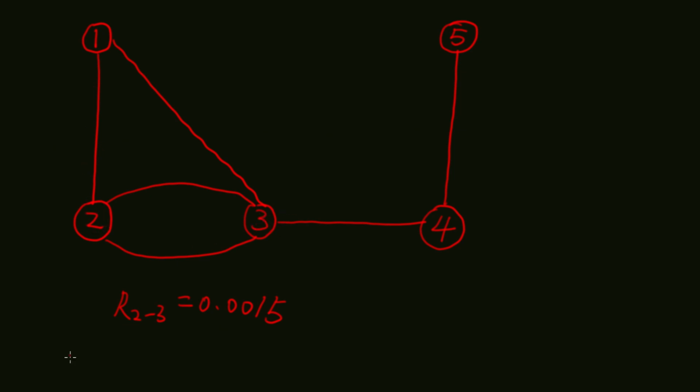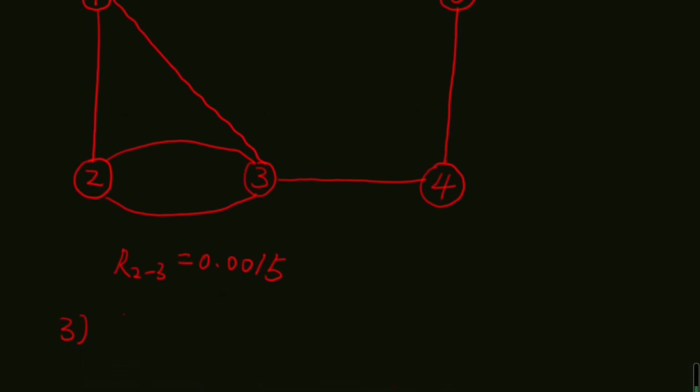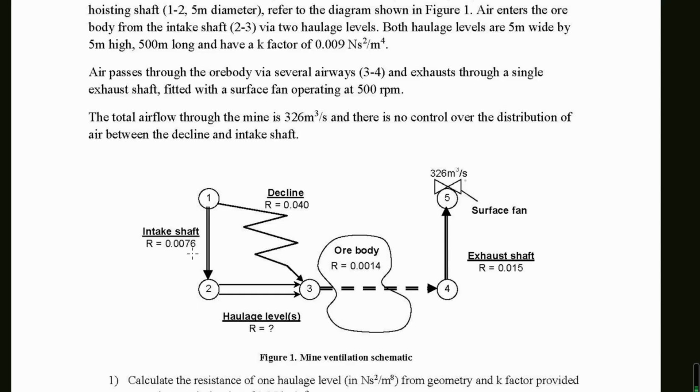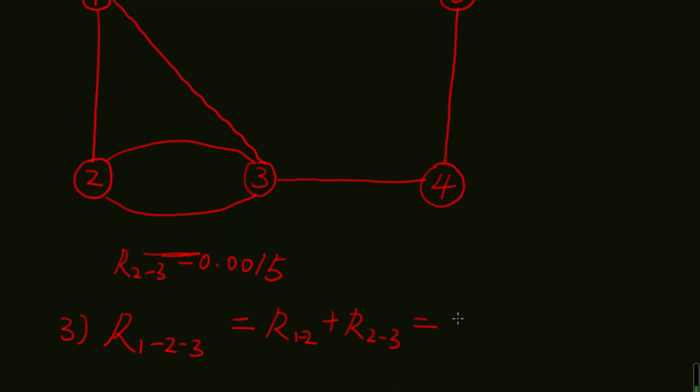So the third question, the resistance R 1 to 2 to 3 equals to R1 to 2 plus R2 to 3. R1 to 2 is given here. So that's 0.0076 plus 0.0015 equals to 0.0091.